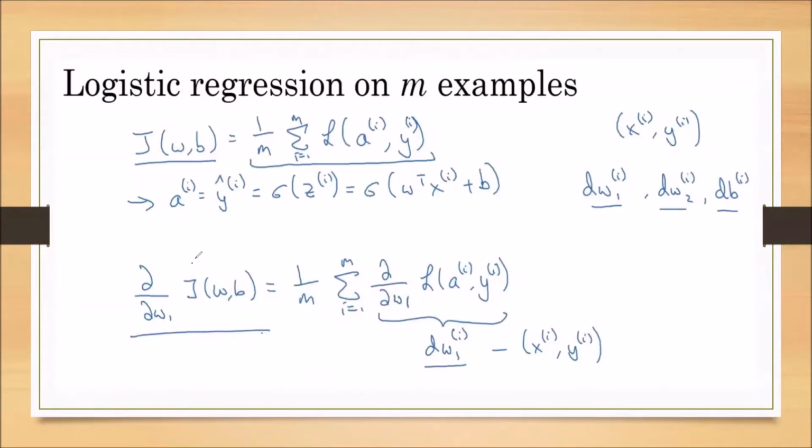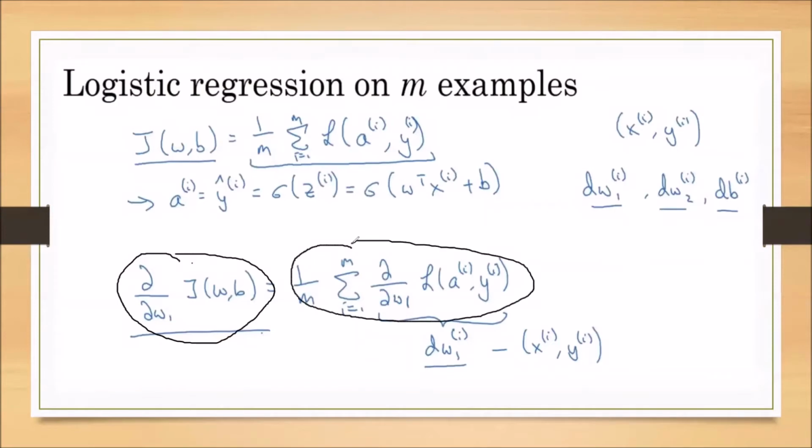When I am differentiating this cost function with respect to w1, we are using partial differentiation because this depends on w1, w2 and b. I want to make w2 and b constant and differentiate only with respect to w1. So I am taking dou by dou w1. When I am differentiating with respect to w1, the individual loss functions are all differentiated with respect to w1.